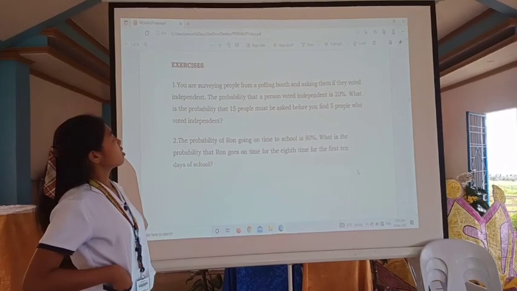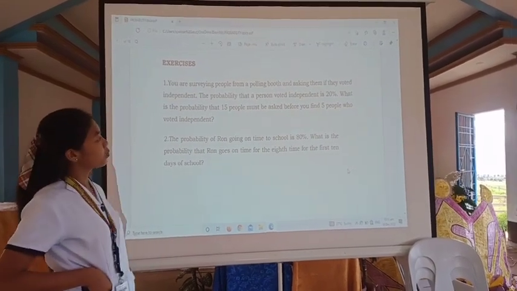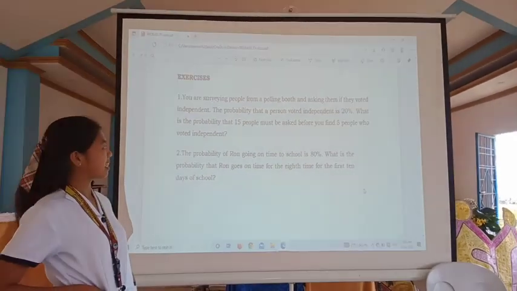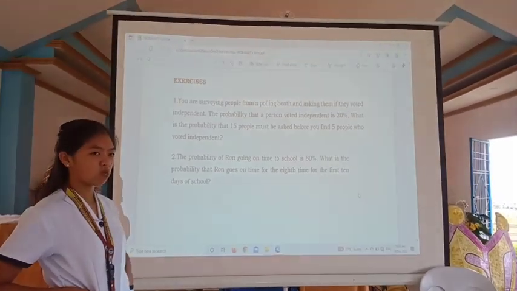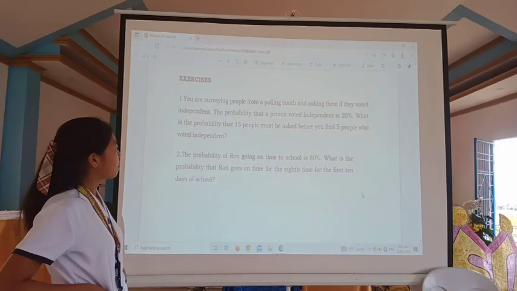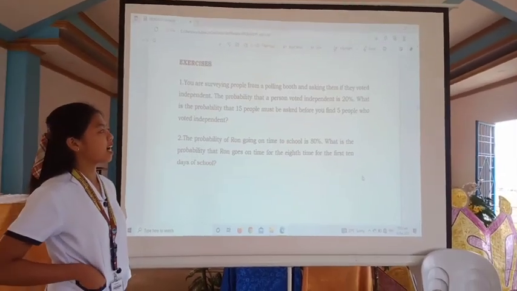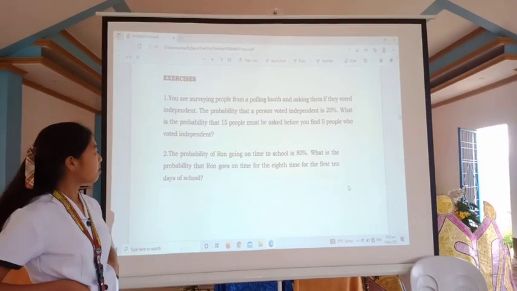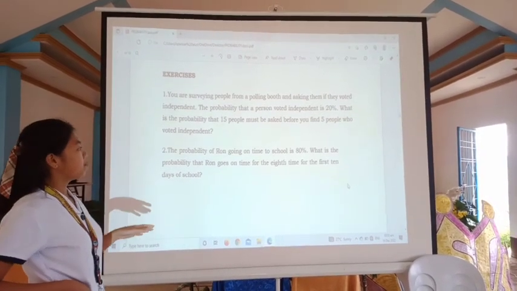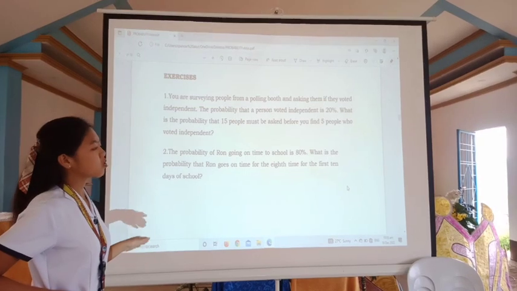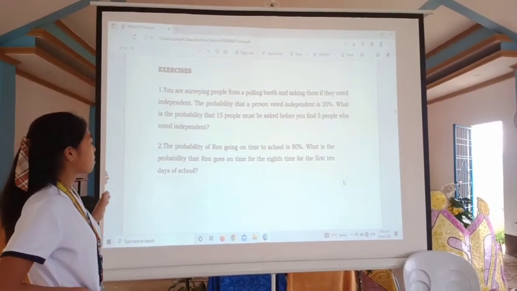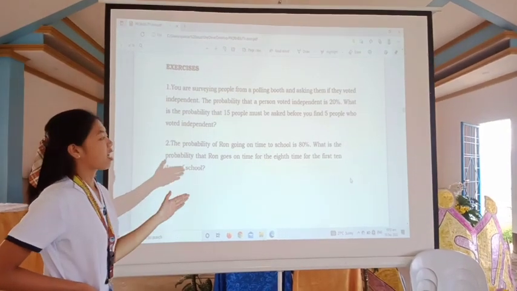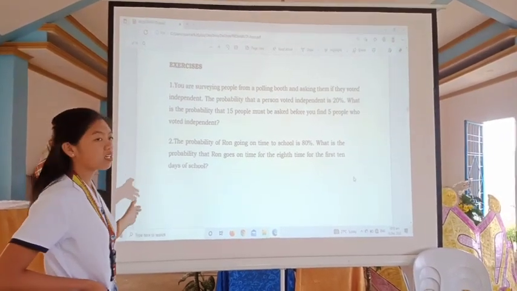First, you are surveying people from a polling booth and asking them if they voted independent. The probability that a person voted independent is 20%. What is the probability that 15 people must be asked before you find 5 people who voted independent? And for the second question, the probability of Ron going on time to school is 80%. What is the probability that Ron goes on time for the 8th time in the first 10 days of school?